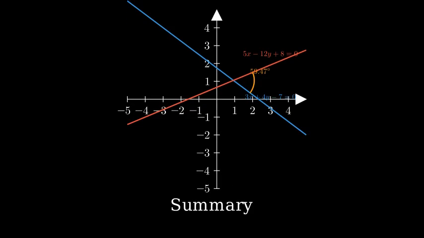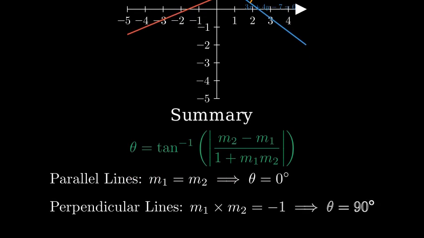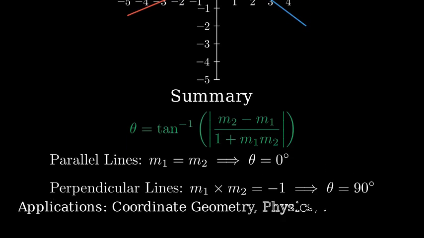Let's summarize what we've learned. The angle between two lines with slopes m1 and m2 is given by theta equals tan inverse of the absolute value of (m2 minus m1) divided by (1 plus m1 times m2). Remember our special cases. If the lines are parallel, m1 equals m2, and the angle is 0 degrees. If the lines are perpendicular, m1 times m2 equals -1, and the angle is 90 degrees. This concept is widely used in coordinate geometry, physics, and engineering to understand spatial relationships between lines.